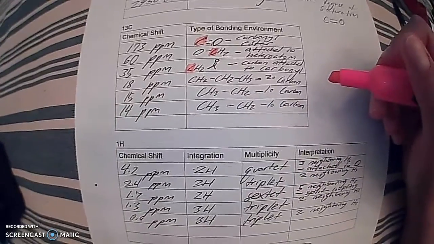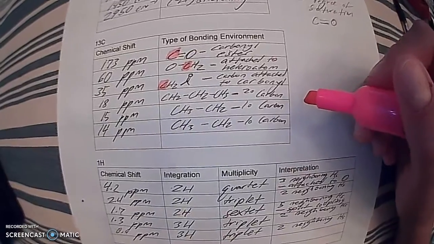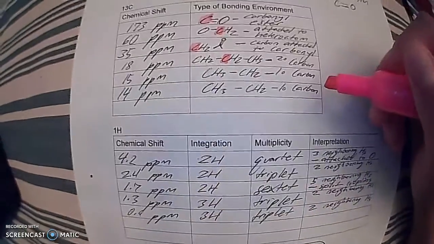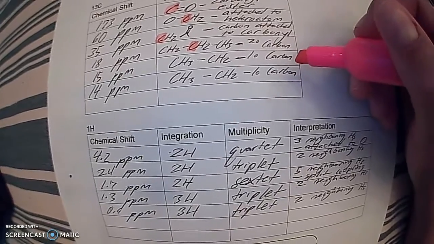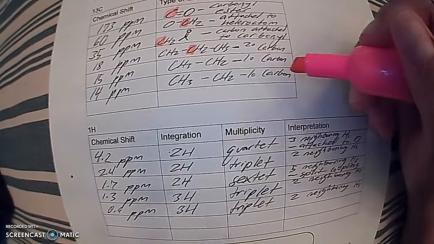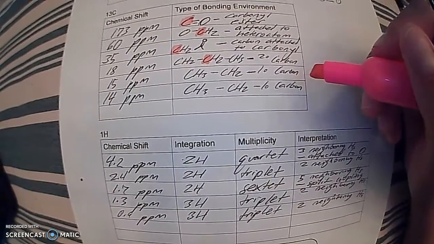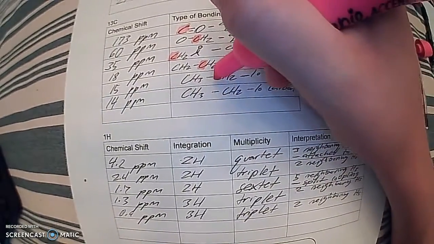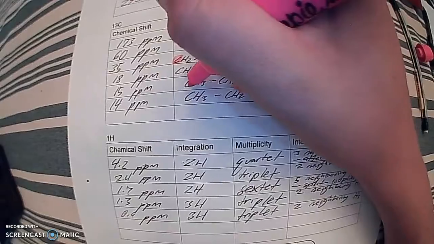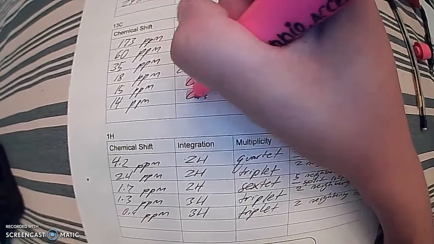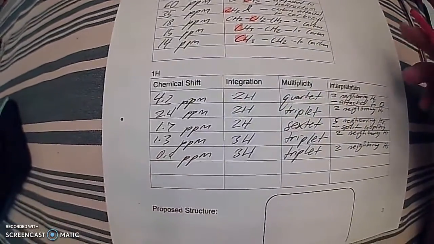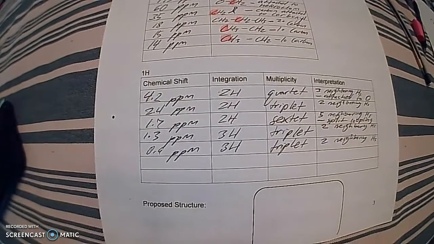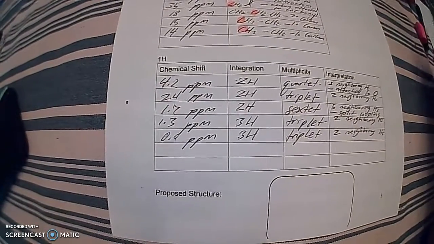Here we're looking at a 2-degree carbon, which means it's attached to 2 other carbons, putting it in the middle. And then the last 2 are both 1-degree carbons, indicating that they are only attached to one of the other carbons. So we have here CH3 and CH3.